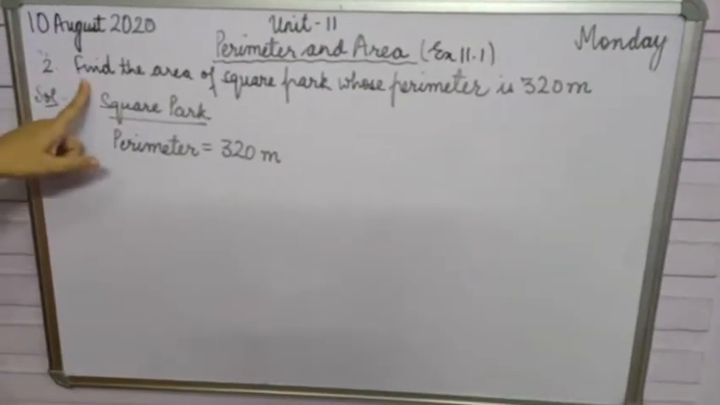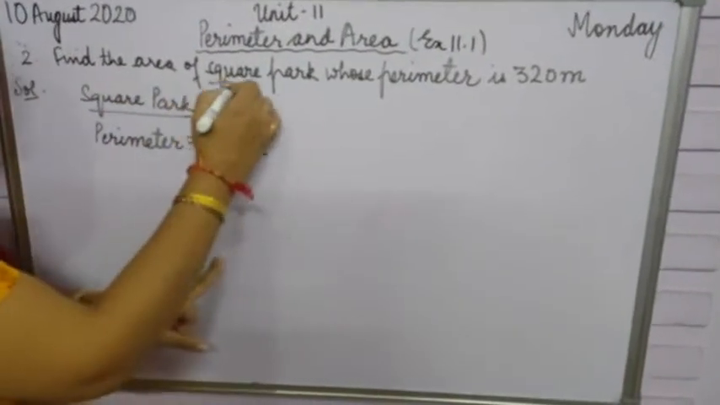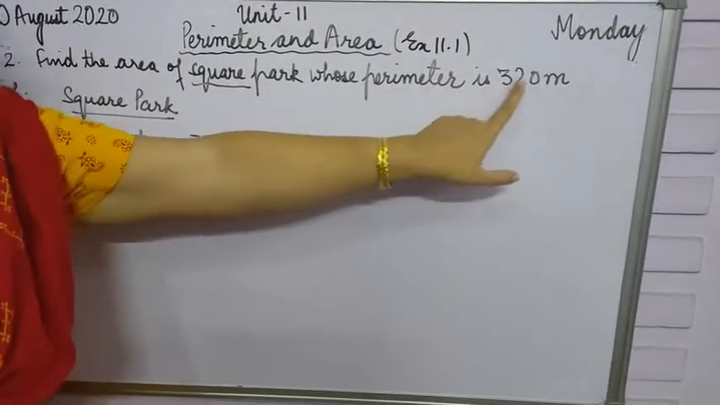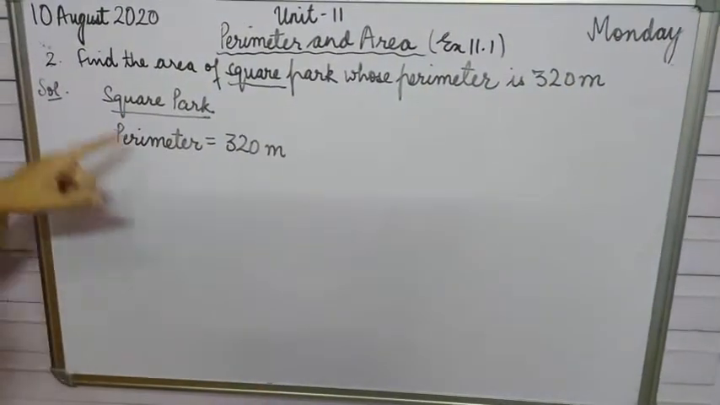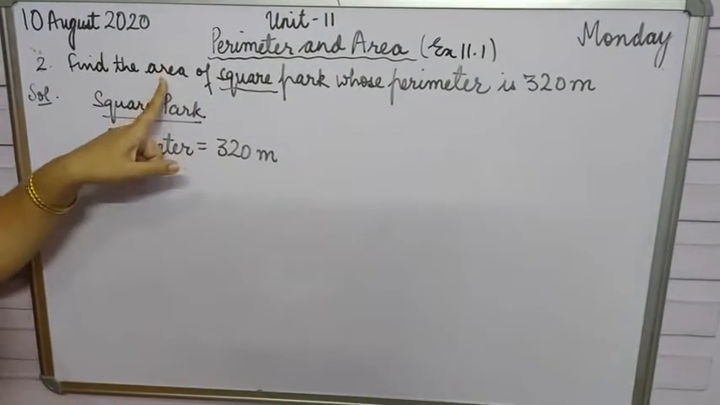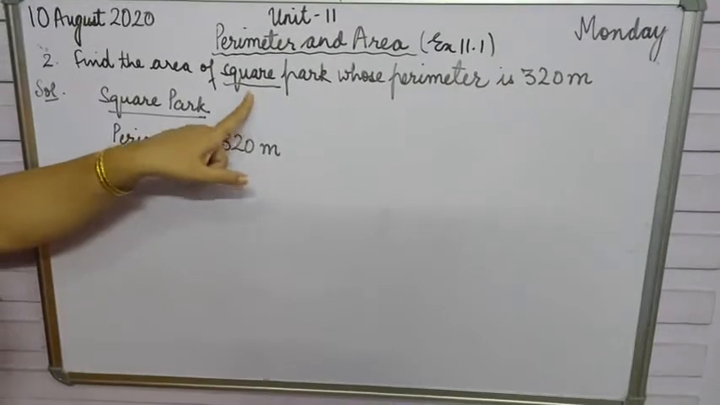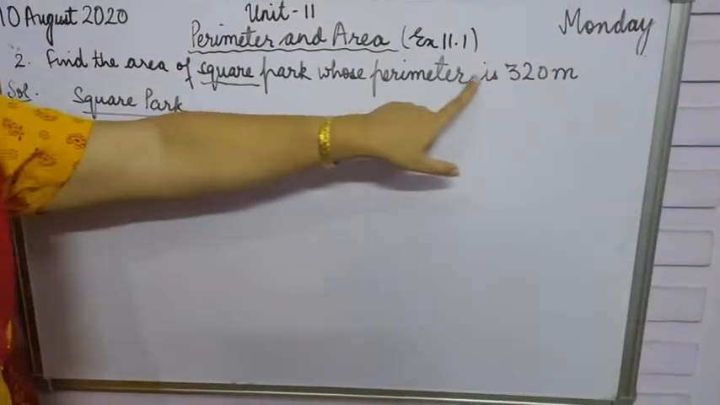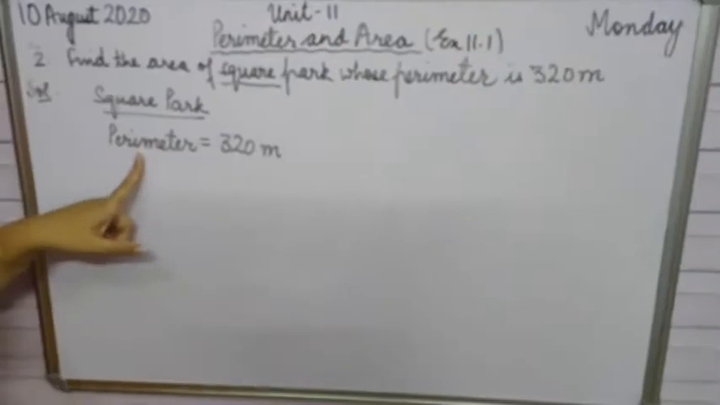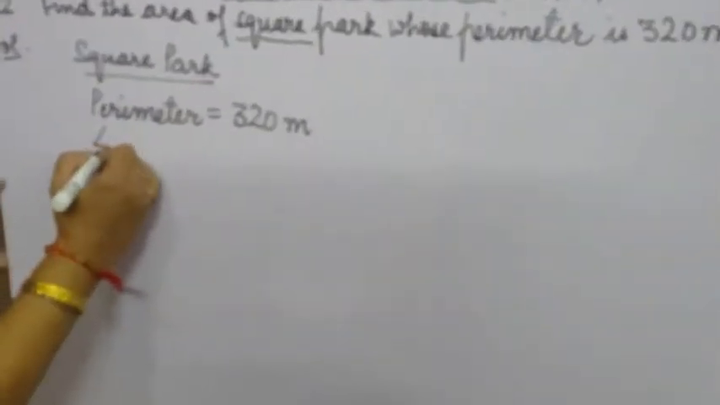Question number 2 is: find the area of a square park whose perimeter is 320 meters. Now we are to find out the area of a square, and the formula to find area of square is side multiply side. But we are not given the side, we are given the perimeter. So from this perimeter, first we will calculate the side.